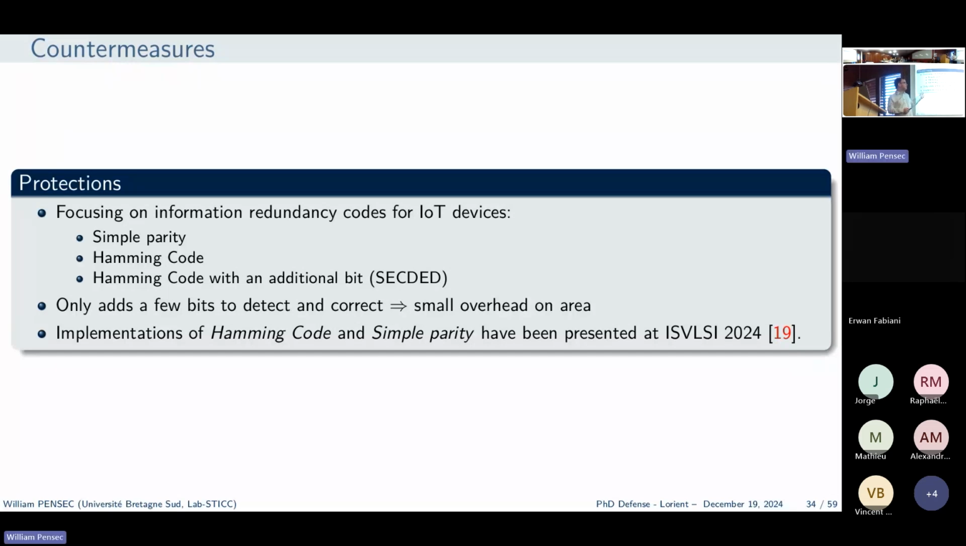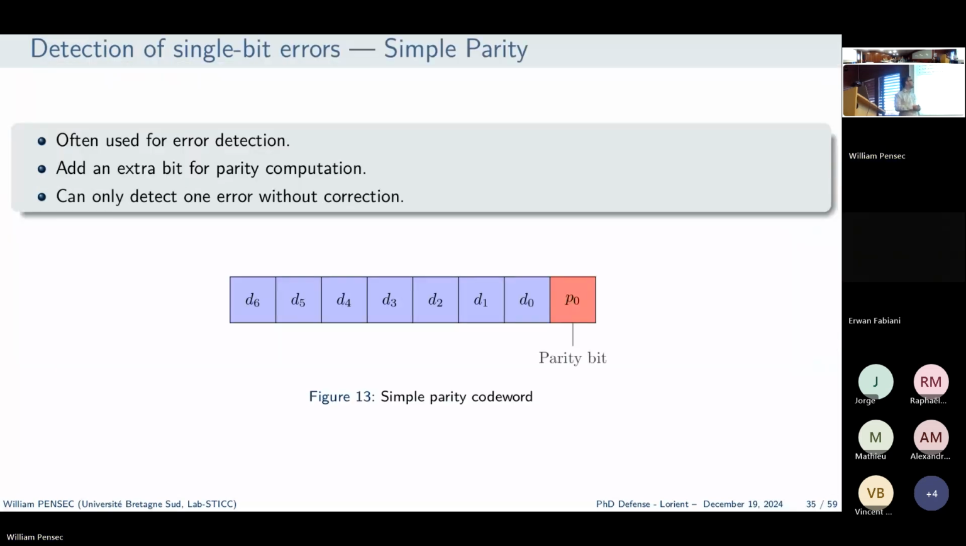So this implementation of Hamming code and simple parity has been presented at ESV LSI 2024. So to present to you how simple parity works, simple parity is often used for error detection only. It adds an extra bit for parity computation, so P0 in this figure 13, and this P0 parity bit will compute the parity from D0 to D6 in this figure, all the message.